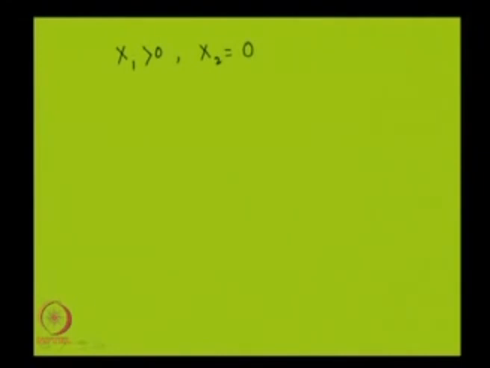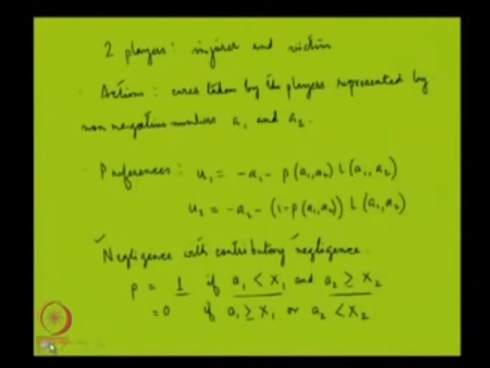For example, suppose x1 is greater than 0 and x2 is equal to 0. Now in this case, if x2 is equal to 0, then this condition is never satisfied. This is always satisfied, because a1 and a2 are positive or 0. So this is always satisfied if x2 is equal to 0, which means that whether the injurer will pay something or not now depends purely on his action. If a1 is less than x1, then he pays. If x1 is less than a1, then he does not pay.